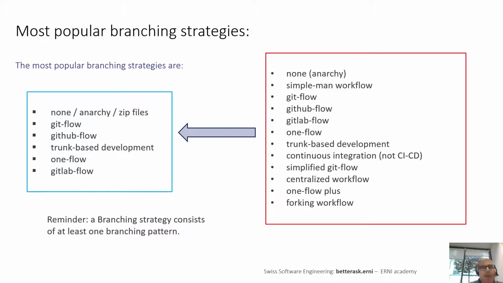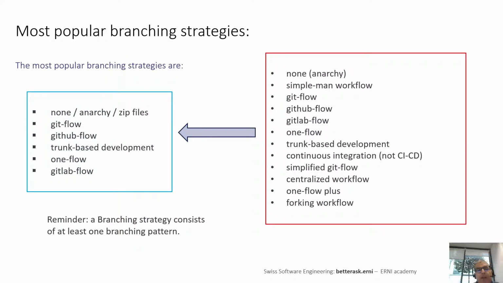Okay, these things are just conventions, as we have said. Everybody can make their own, or you can choose one and then make some variations to it. It's up to you. You just have to discuss it. And remember that a branching strategy consists of one or more branching patterns, like hotfix, release patterns, release branches. Okay.